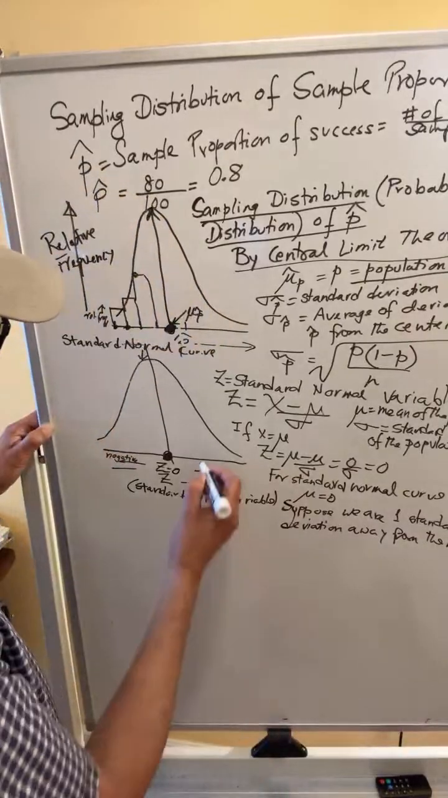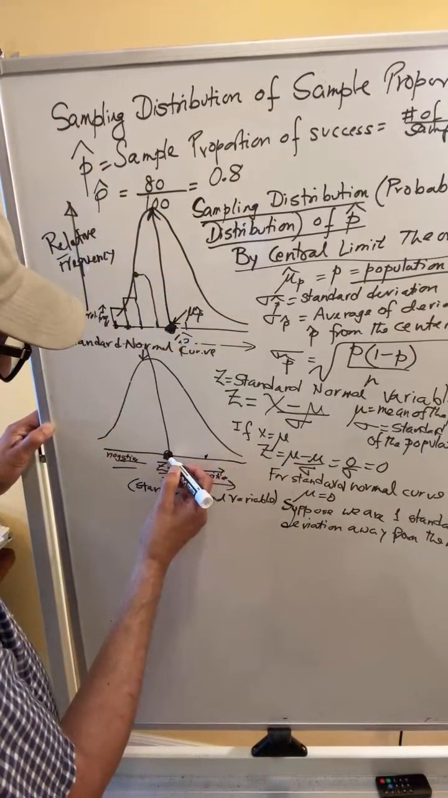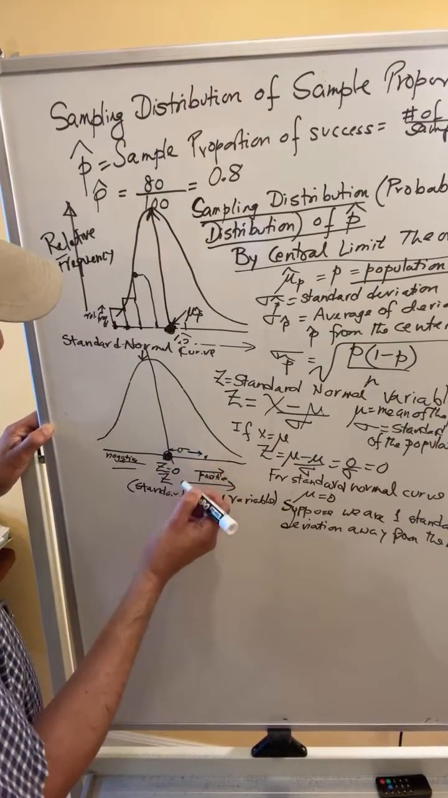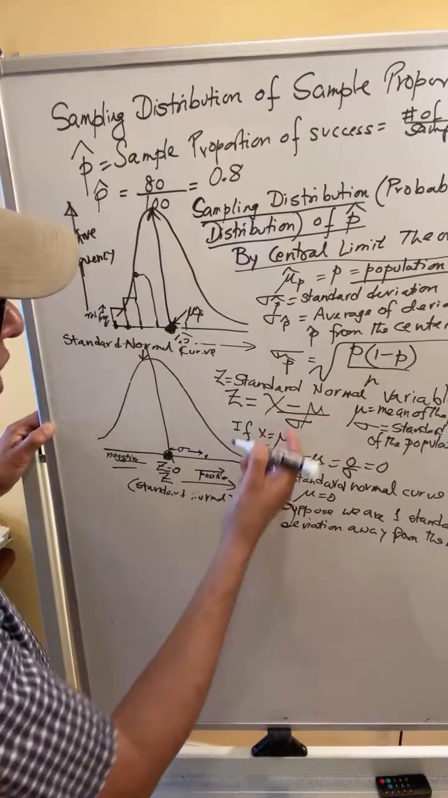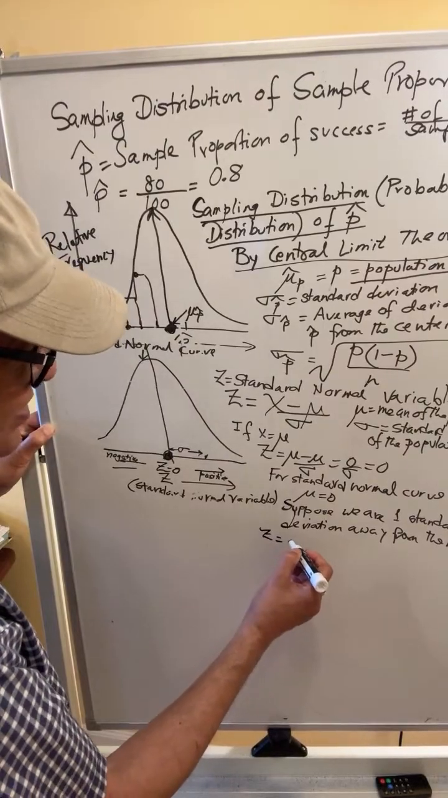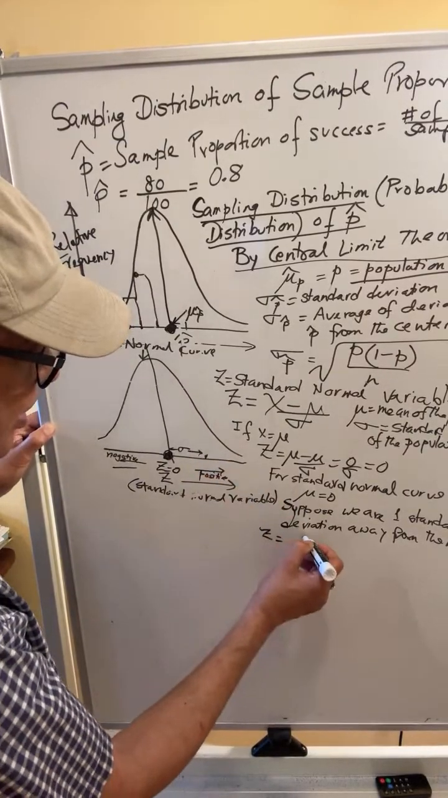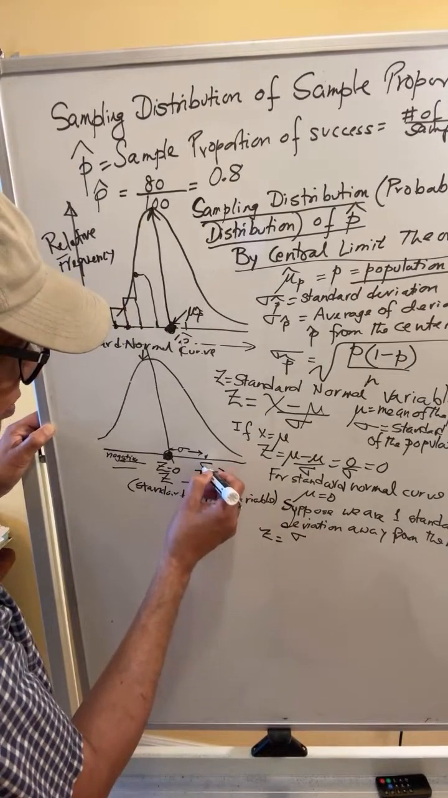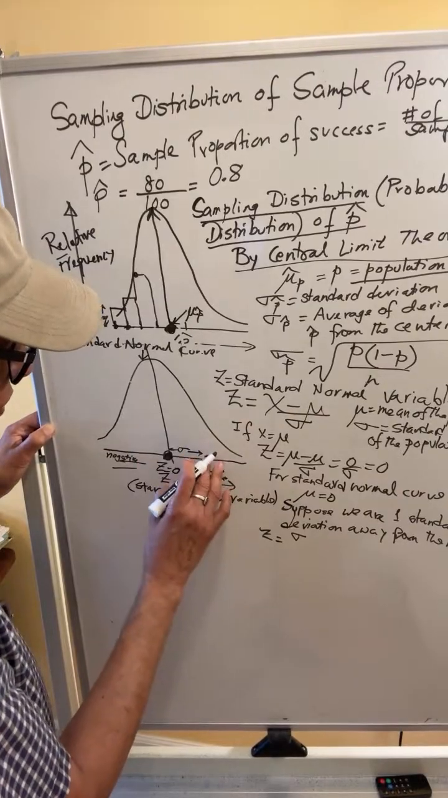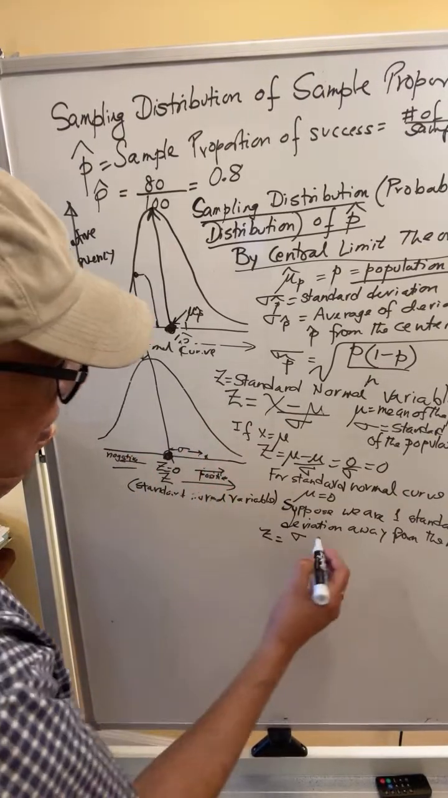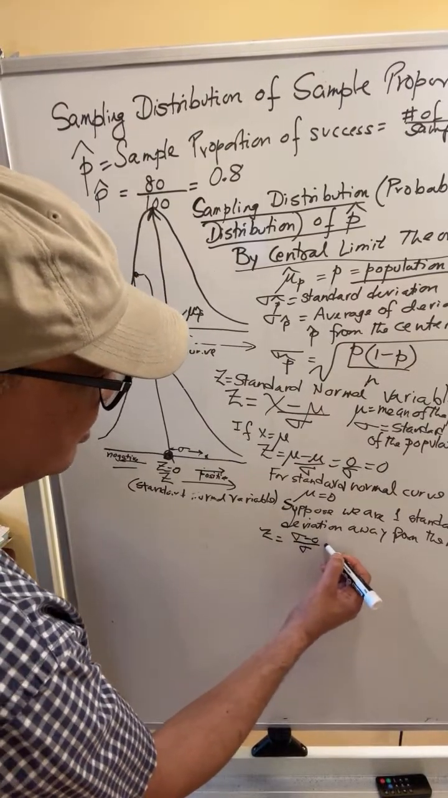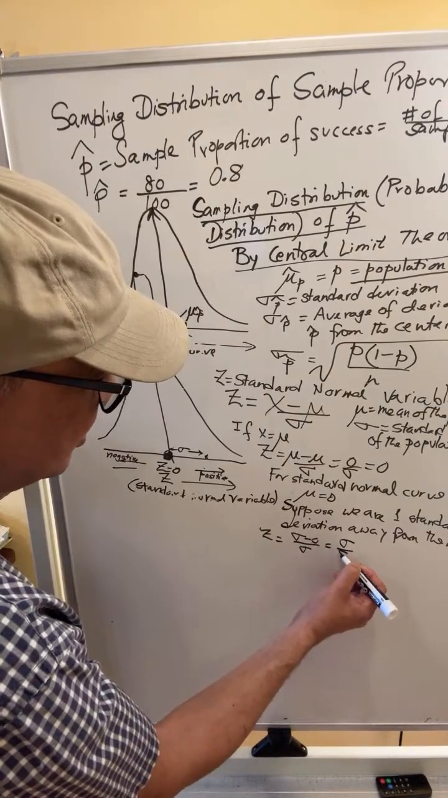Okay, let's locate a point. Remember, this is 0, this is sigma, because we are one standard deviation away from the mean. Now let's plug in. For z, x is one standard deviation above the mean, so this point is sigma. Sigma away from 0: x minus mu is sigma, divided by sigma. Sigma by sigma is 1.